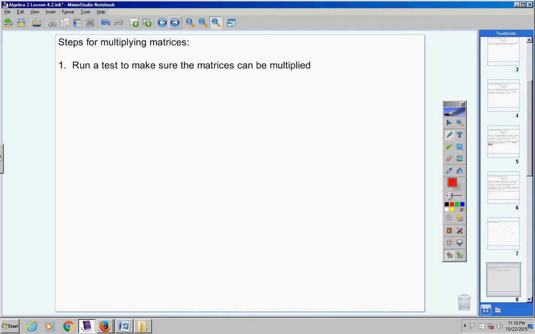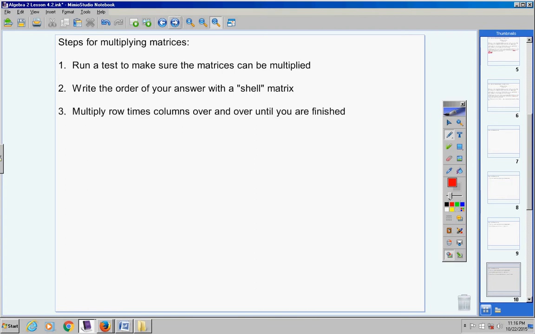Step 1, run a test to make sure the matrices can be multiplied. Step 2, write the order of your answer with a shell matrix. I'll explain that later. Step 3, multiply a row times a column over and over until you are finished, and I'll explain that later. Now I'm going to move on, so you probably will want to pause the video, copy these 3 things down, and then move on, okay? So here we go.